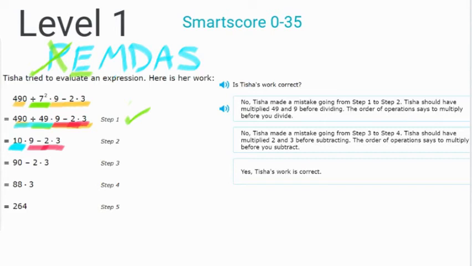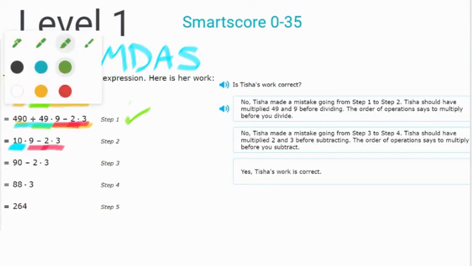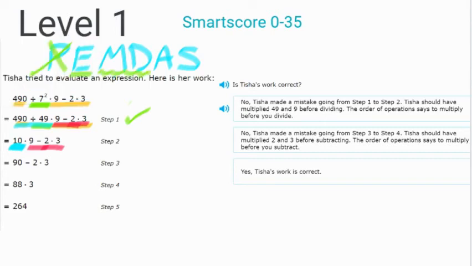So we move along from exponents. Next was either multiplication or division, and they did divide, and it's farther to the left. So I think, yeah, I think step 2 was good as well. 490 divided by 49, they calculated that correctly. That is 10. Okay, let's take a look at the next line.